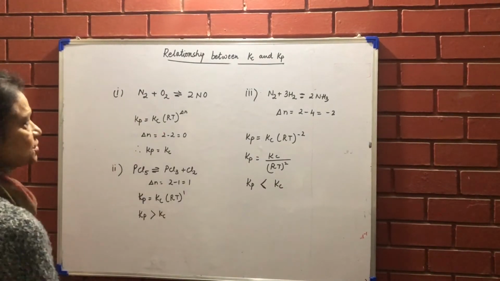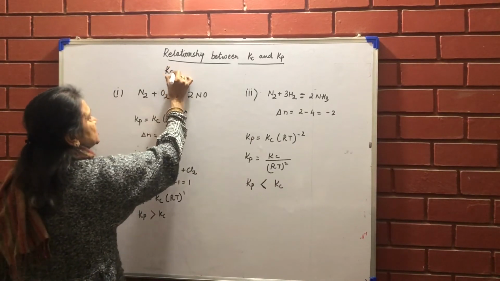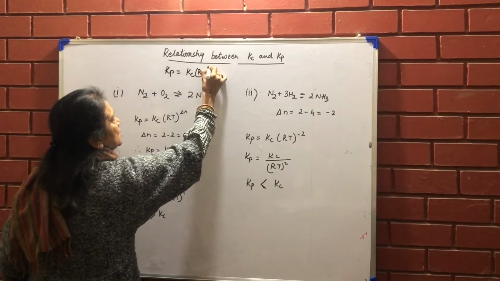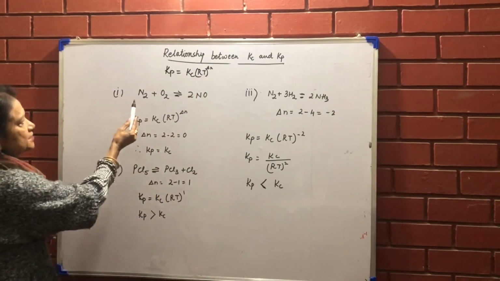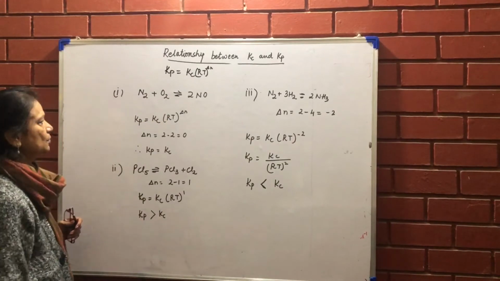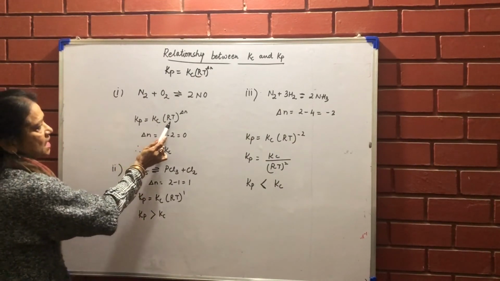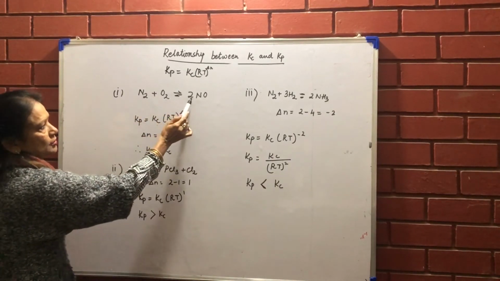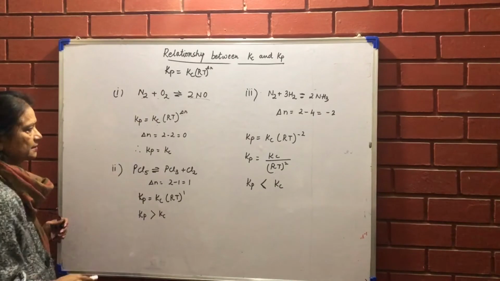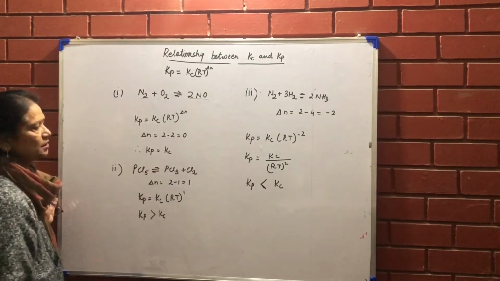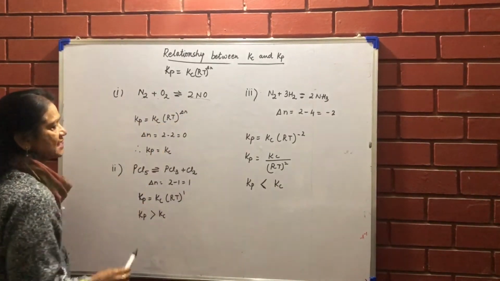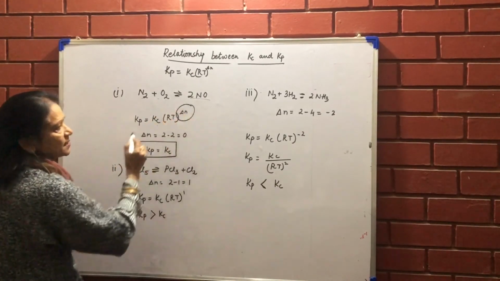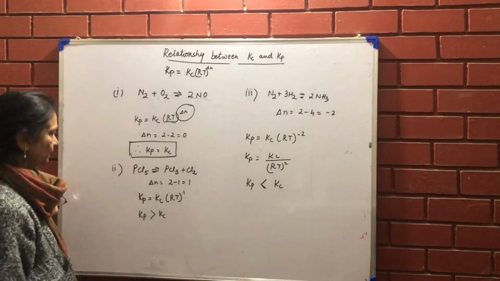Now in this relationship, Kp is equal to Kc RT to the power delta n. Supposing the reaction is N2 plus O2 gives 2NO, then Kp is equal to Kc RT delta n, and the delta n value is 0 because 2 minus 2 is 0: 2 moles of the product, 2 of the reactants. So then Kp will be equal to Kc. If the number of moles on both sides are the same, then Kp is equal to Kc because this value becomes 0.